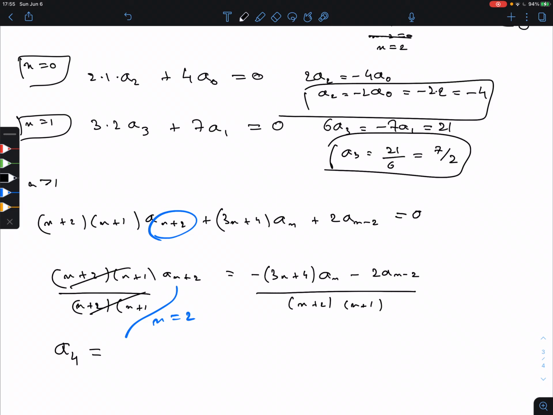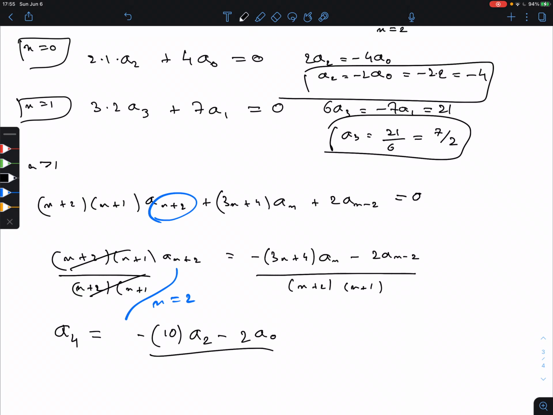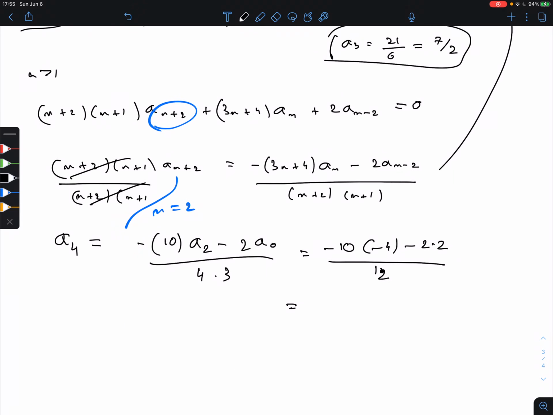If I plug this in, I get A4 is minus 2 times n plus 4, that is 10, A2, minus 2 times n minus 2 minus n minus 2, and I plug in 2, that gets 0, that minus A0, and in the bottom I get 4 times 3. So that is minus 10 times A2, which was negative 4, minus 2 times A0, which was 2, over 12. So we get minus 40, minus 44 over 12, so that is minus 11 over 4.